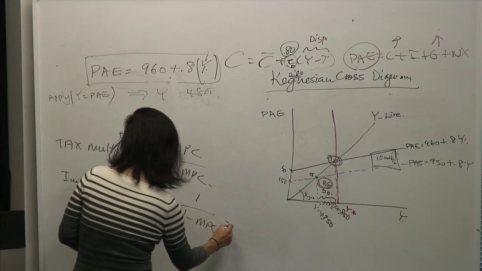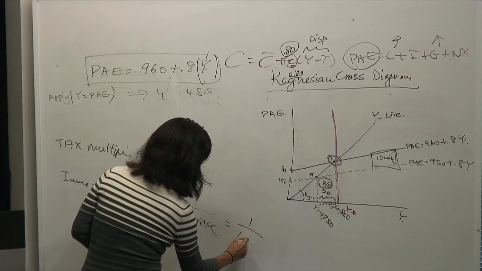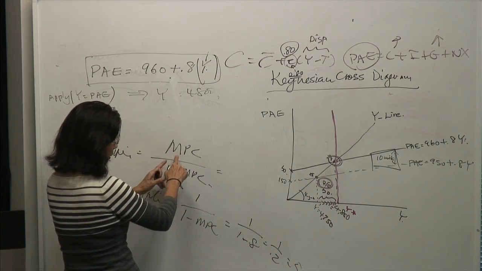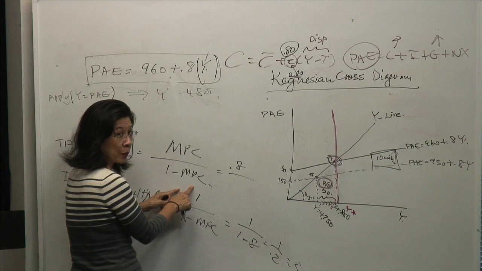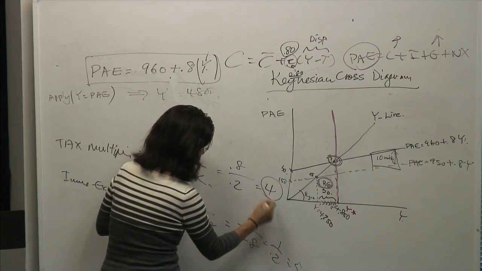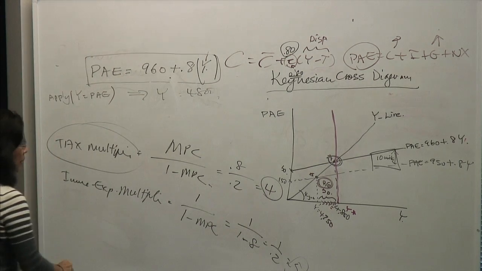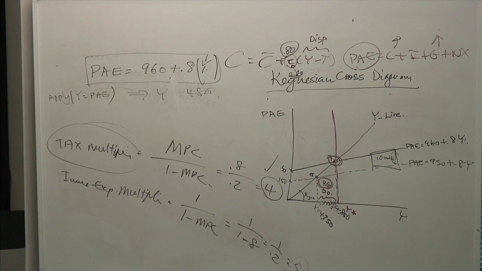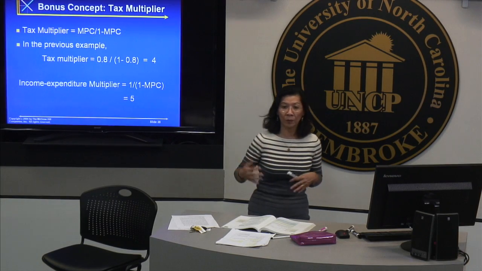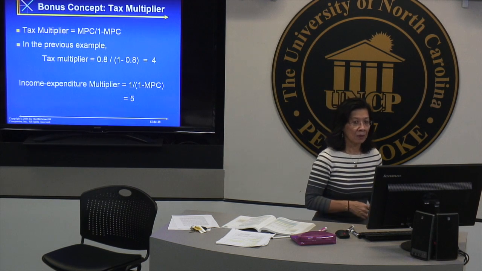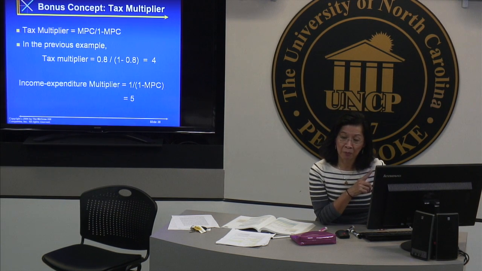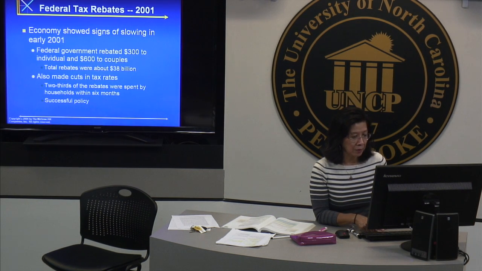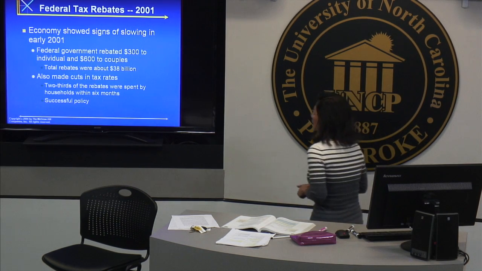So that one we calculated before to be 5. For this one here, MPC is 0.8, so 1 minus 0.8 is 0.2, so this is actually 4. Notice that the tax multiplier is smaller than the income expenditure multiplier. It makes sense, because you have to cut the tax a lot more in order to make up for the difference. So bear all this theory in mind, because when we do the homework problem, you will know what that means.